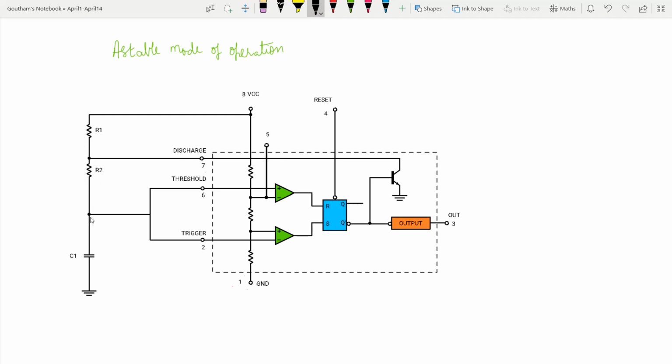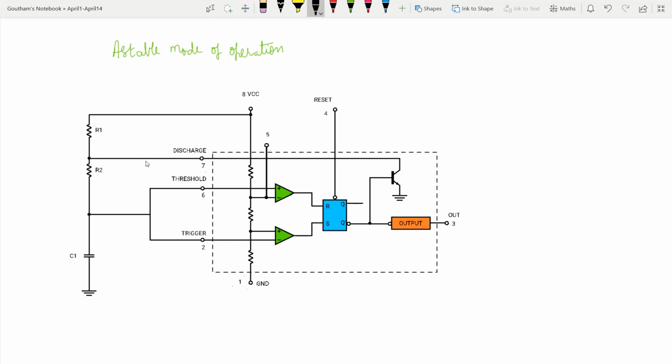The voltage across the capacitor, that is this node, is connected to both the threshold pin and the trigger pin. So in astable mode of operation, the threshold pin and the trigger pin are shorted and connected to the capacitor. The voltage drop across the capacitor is fed to the threshold pin and the trigger pin. Here we actually use the NPN transistor that we have inside, that is nothing but the discharge pin, which is connected to one end of R2.